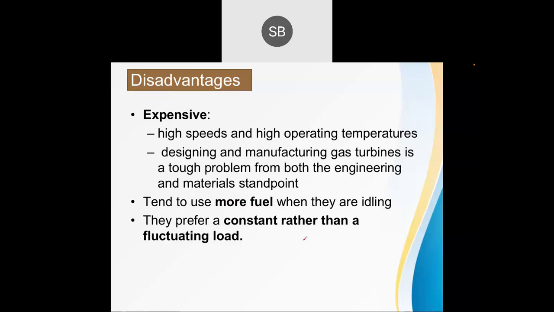Next, they tend to use more fuel when idling. When there is no load on the turbine, it will consume more fuel. They prefer a constant rather than a fluctuating load. This is very important, because when considering the gas turbine instead of the IC engine, there is one particular factor. That's why we use the gas turbine for power generation.